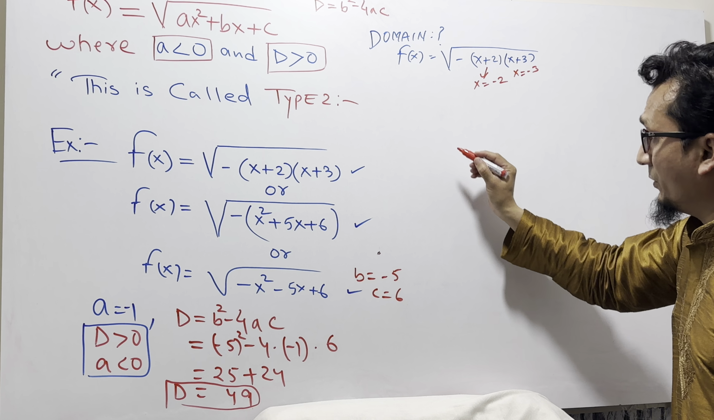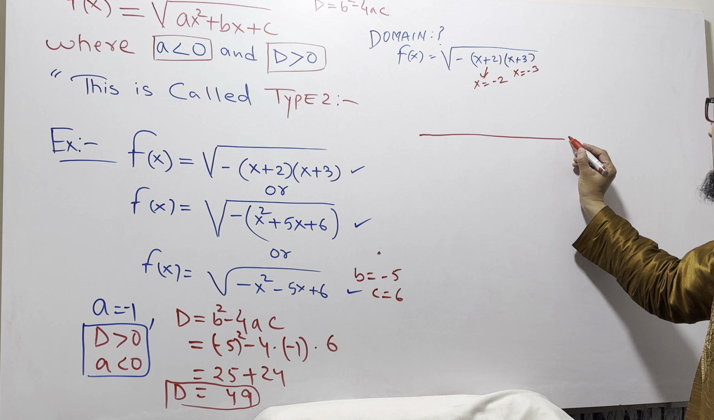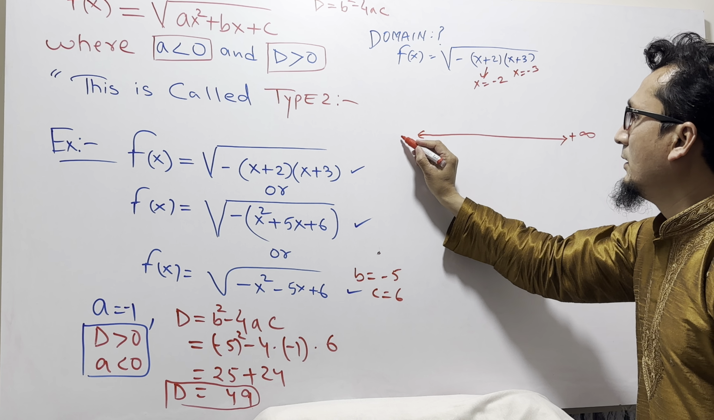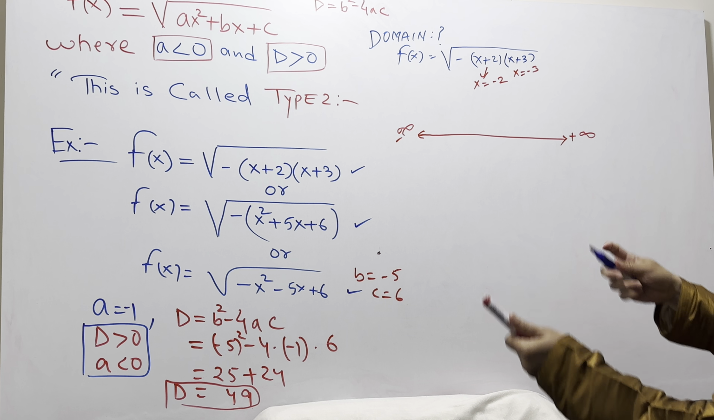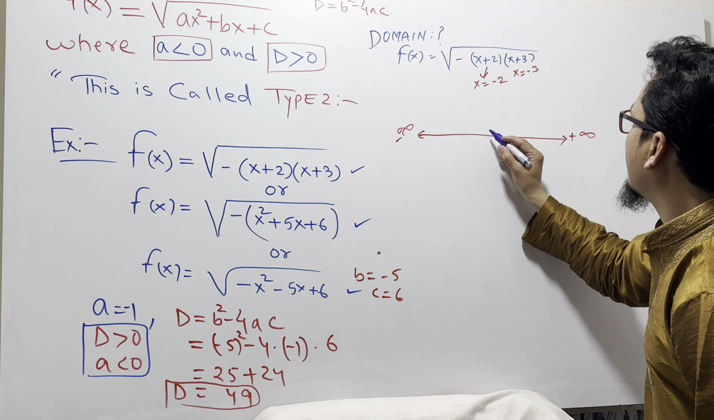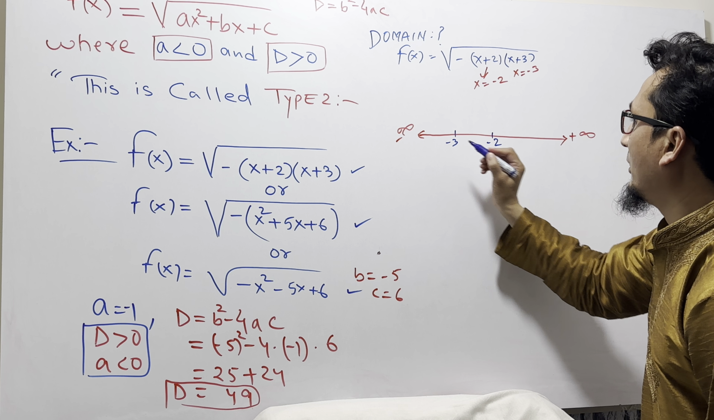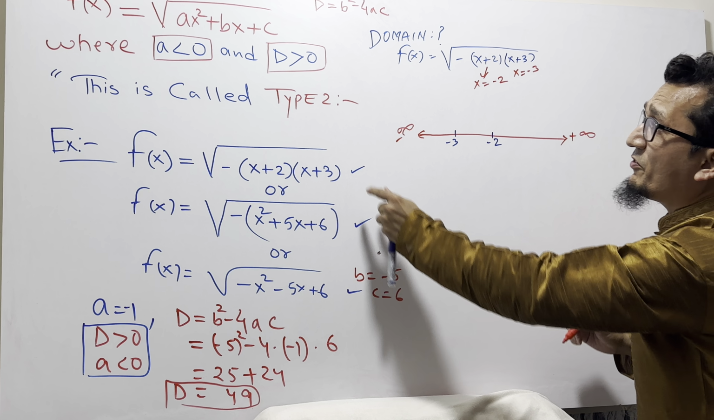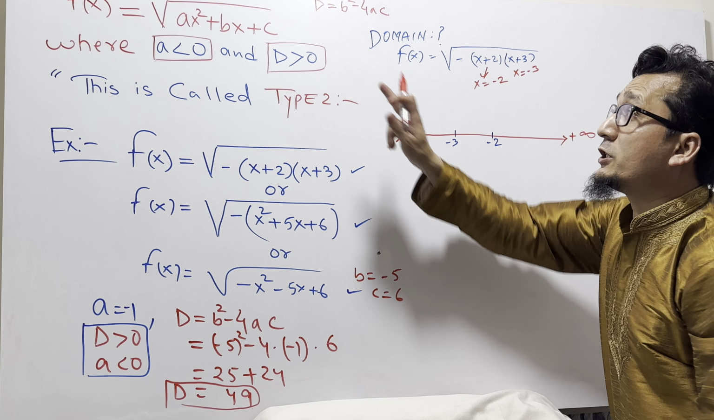After that, what you have to do is draw a real line. This is positive infinity, and this is minus infinity. So tell me, where is minus 2 here? Minus 2 will be this side, and minus 3 will be this side. In this case, do one thing. The graph of such a function, again I said to you, this is a square root function.